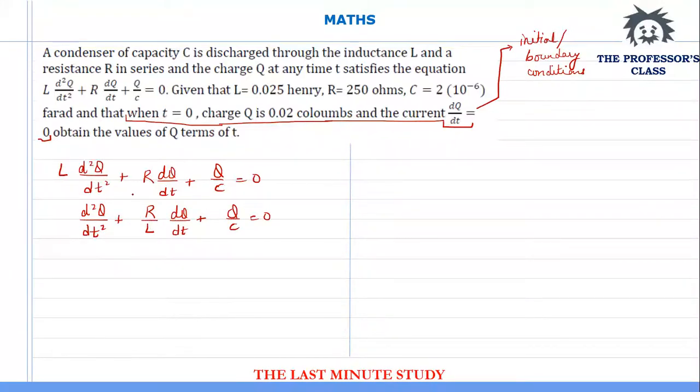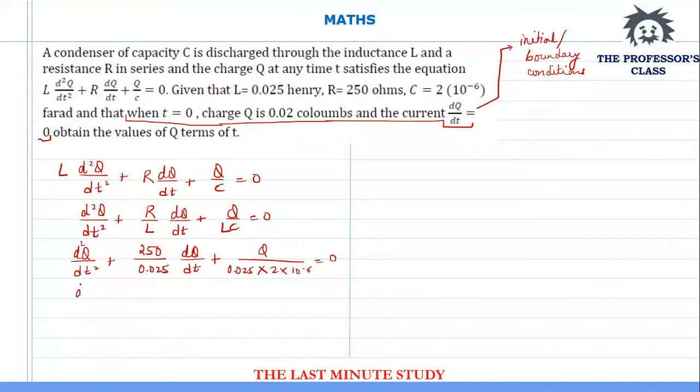Let's substitute the values of R, L, and C over here. So the value of R is 250. The value of L is 0.025. Q is the variable, so we are not going to substitute the value of Q as of now. C is the capacitance, 2 into 10 raised to the power minus 6. Okay, it should be LC, so this has to be multiplied with 0.025 into 2 into 10 raised to the power minus 6.